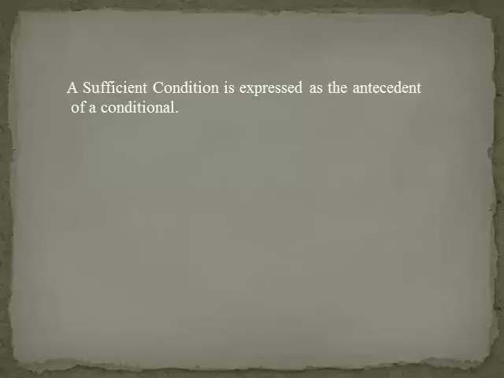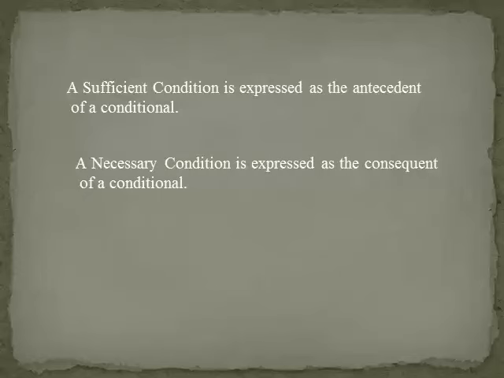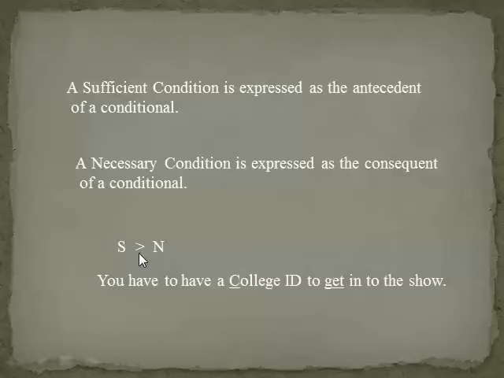A sufficient condition is expressed as the antecedent of a conditional, and the necessary condition is expressed as its consequent. The word "sufficient" should be useful to keep that in mind, because you can turn the letter U on its side and think of it as the horseshoe, and that reminds you sufficient comes first, necessary comes second. You have to have a college ID to get into the show means getting into the show won't happen unless you have a college ID, so having a college ID is necessary. That means you're going to put C, having a college ID, in the consequent, and write, if you can get into the show, then you have a college ID.